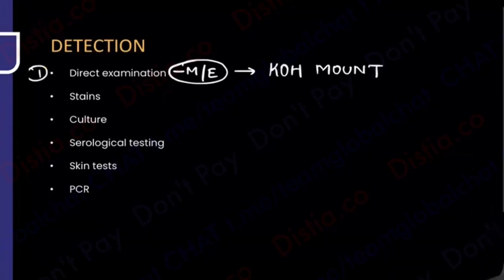I'll first start with a KOH mount. This is how the picture of a KOH mount is going to look like. So first and foremost, what is KOH? KOH is not any stain. It's not any pink, blue, green color stain. KOH is potassium hydroxide. And how much percentage am I using? I'm using 10 to 20% potassium hydroxide.